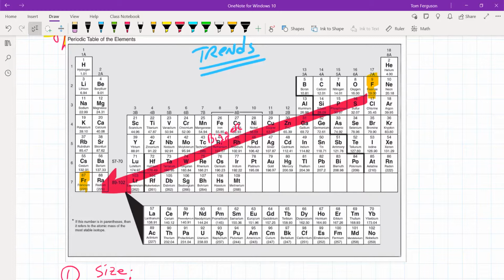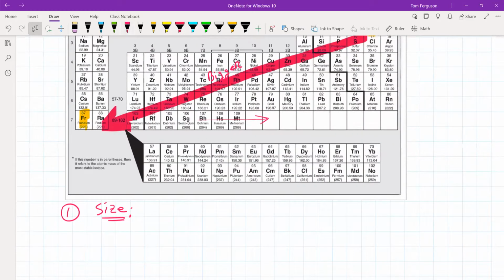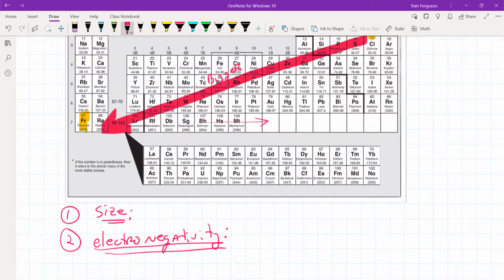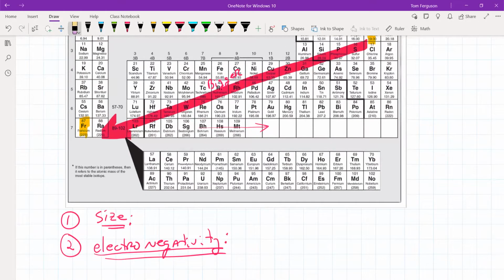Now, as you go across the periodic table here, things get smaller as well. That's why on the left side they're bigger, on the right side they're smaller. But the major trend is top right to bottom left using fluorine and francium. Something called electronegativity. In fact, let's do that.